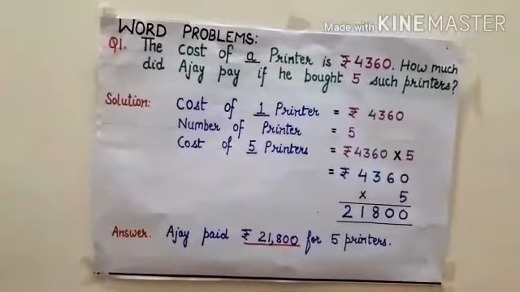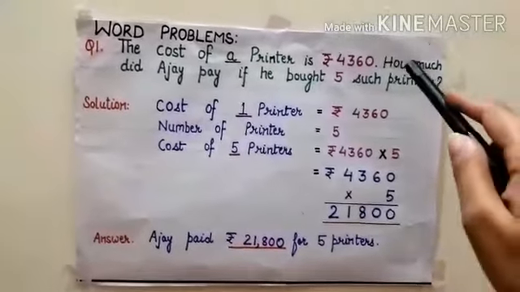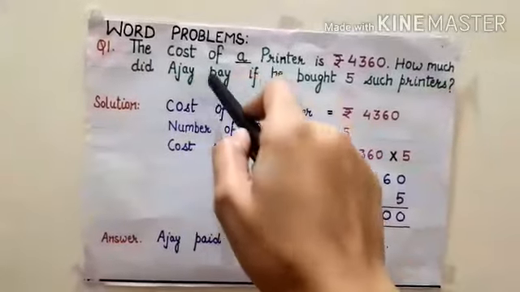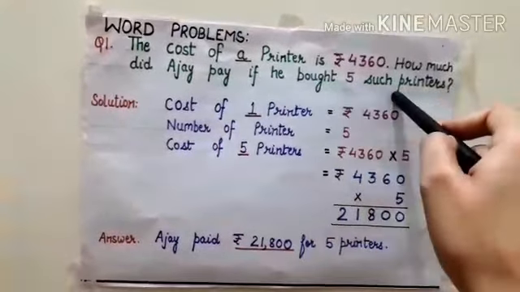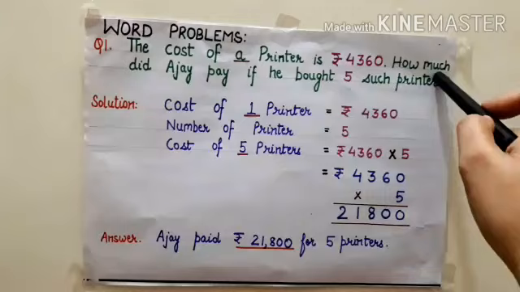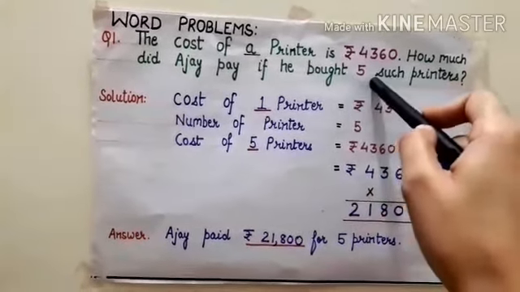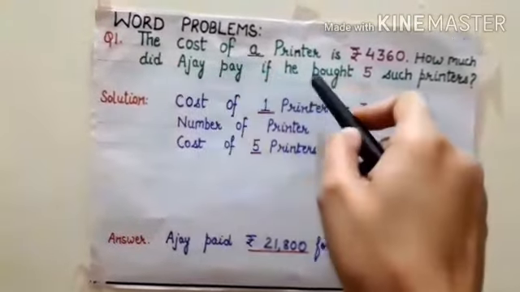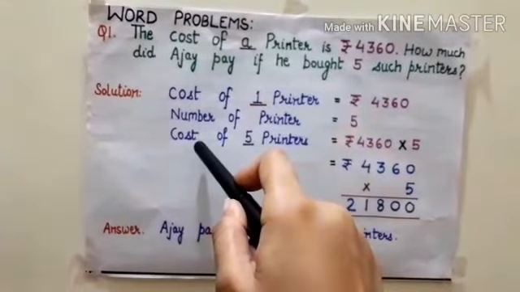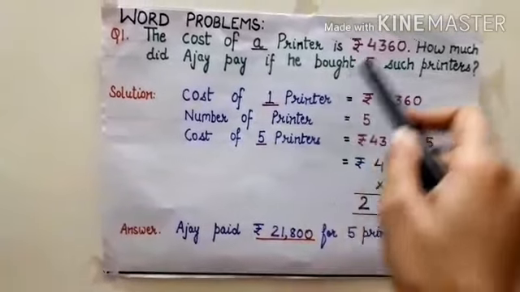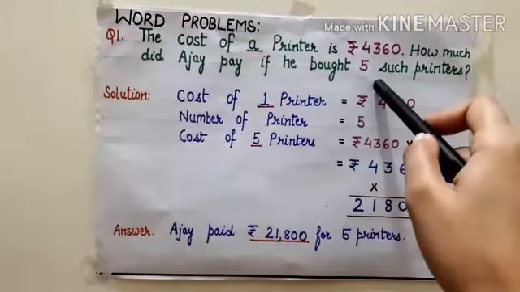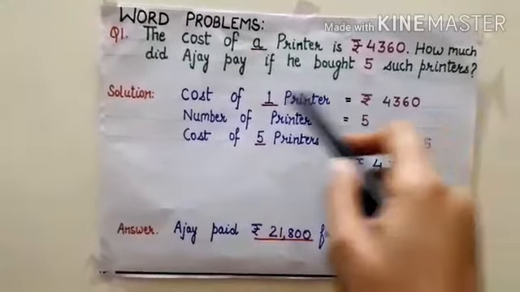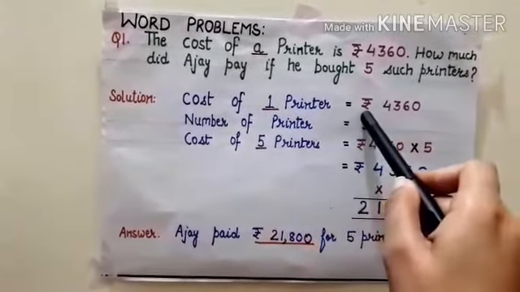Now what do you have to find out in this question? Let's read. How much did Ajay pay if he bought 5 such printers? It means that you have to find out the cost of 5 printers which Ajay bought. That is, you have to calculate the cost of 5 printers. Now this information will help you to frame the statements. So let's start.